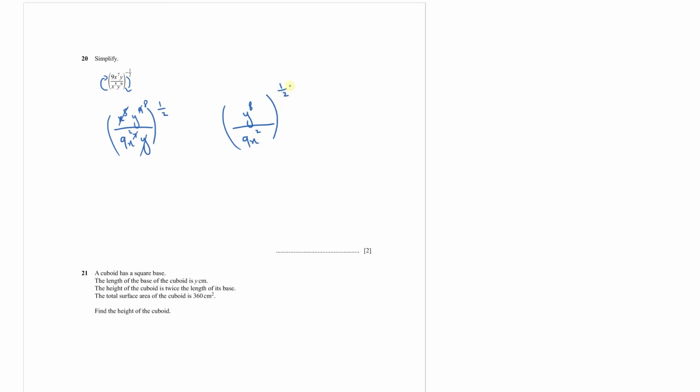Now if I bring this 1 by 2 inside, I will multiply this 1 by 2 with this power 8 here. So I get 8 over 2, which is power 4. So y to the power 4. And then I know that the square root of 9 is 3, and the square root of x squared would be x. So this would be y to the power 4 over 3x.